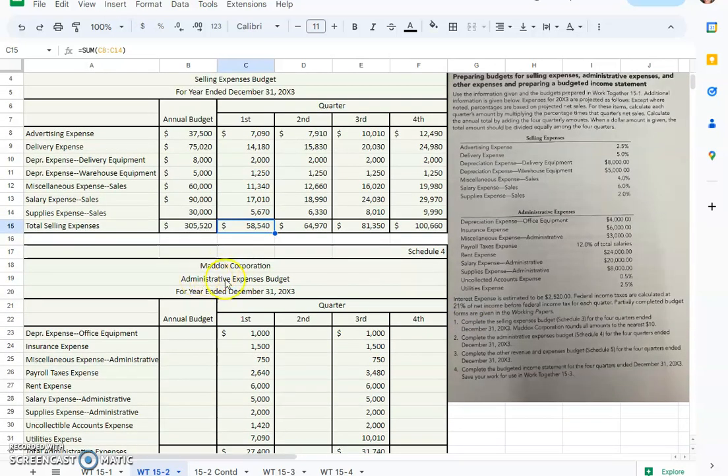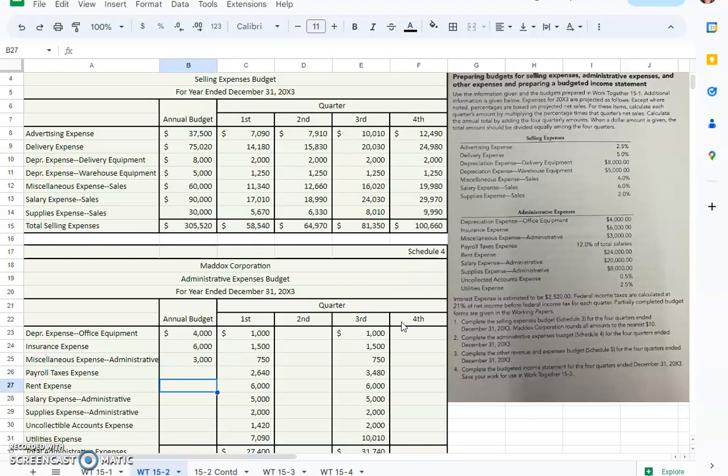Now it's time to do the administrative expenses budget. So most of these are dollar amounts, so we'll go ahead and just do this the easy way. We'll put them in here. $4,000 for depreciation expense, office equipment, $6,000 for insurance, $3,000 for miscellaneous. Payroll taxes is a weird one, 12% of total salaries. We'll hold off on that one for a second.